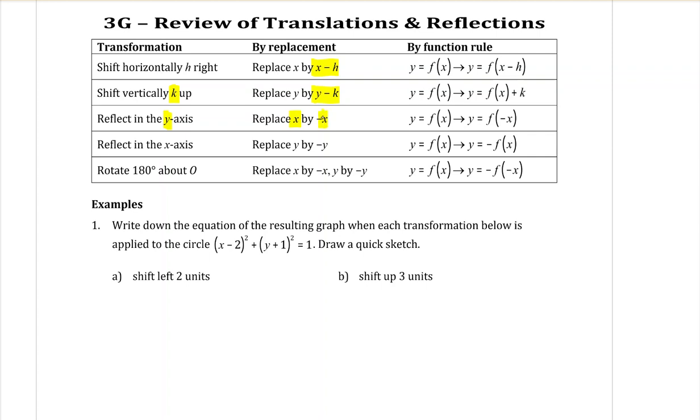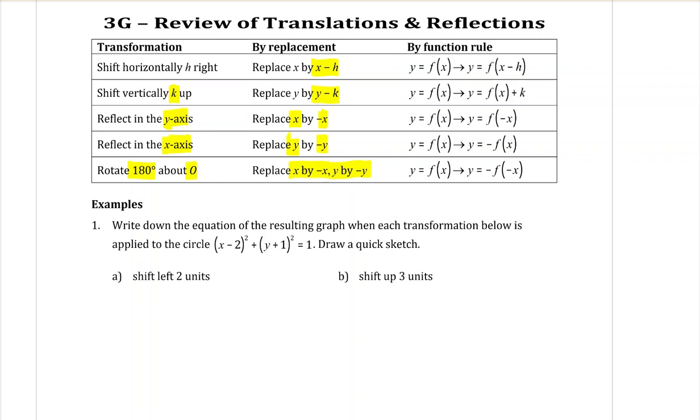If I want to reflect a graph on the y-axis, it means you're wanting to replace your x values with negative x values. So you're moving it from the positive side, you want to reflect it across to the negative side, or vice versa. And if you're reflecting on the x-axis, it means that you're going to replace y's with negative y's, reflecting over the axis. And if you're going to rotate 180 degrees about O, the origin, that means you're reflecting across both the x and the y-axes. So you're replacing x with negative x and y with negative y. You're doing both of them. Okay, it will become a bit more intuitive as we go through it, I think.